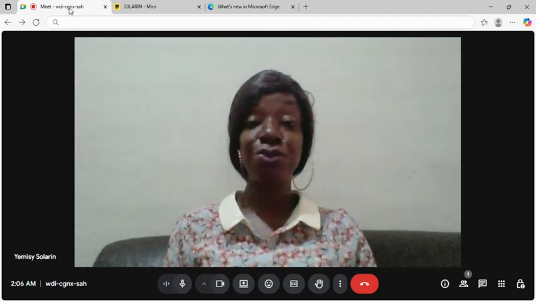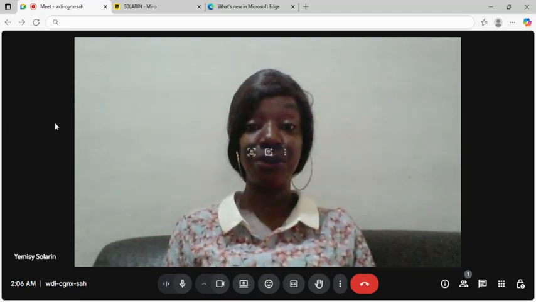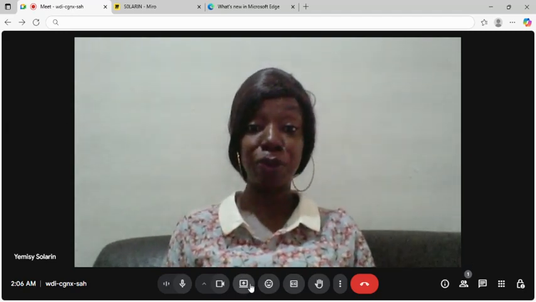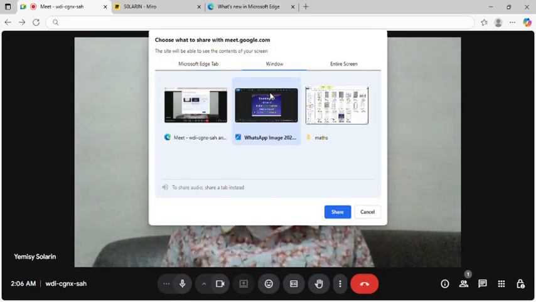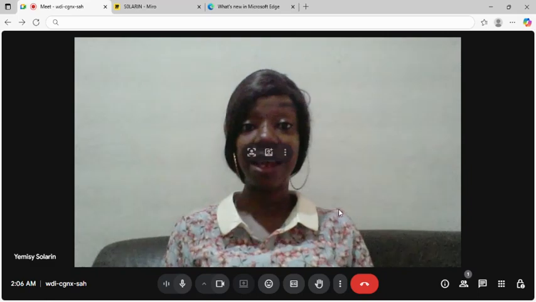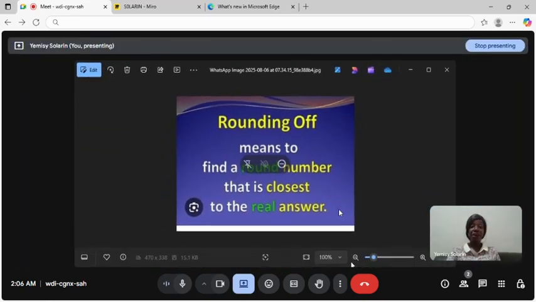Rounding off means when you find a number that is close to the original number or close to the real number. So let me share my slide with you so that you can see what rounding off means in mathematics, which I already did in my previous lesson. You can see what you have on your screen. Rounding off means finding a round number that is very close to the real number or the original number. That's the meaning of rounding off.